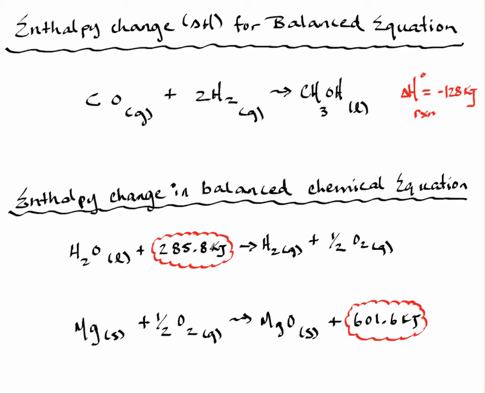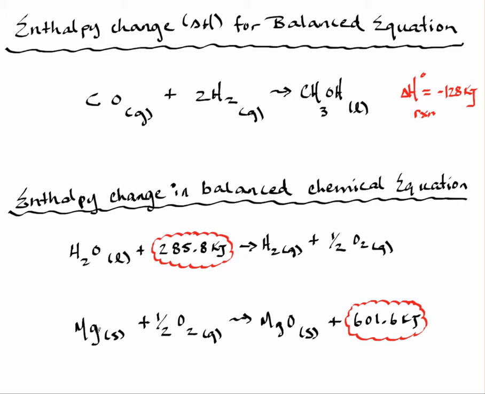And notice that even though one is positive and one is negative, we still indicate the energies as absolute values. In other words, they're going to be positive values. Just one's on the reactant side, one's on the product side. So here we have water plus 285.8 kilojoules of energy, which produces hydrogen plus 1/2 moles of oxygen. So the water needed this much energy in order to make the reaction move forward.